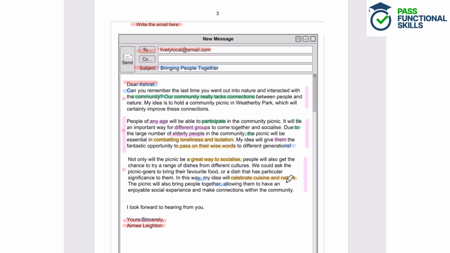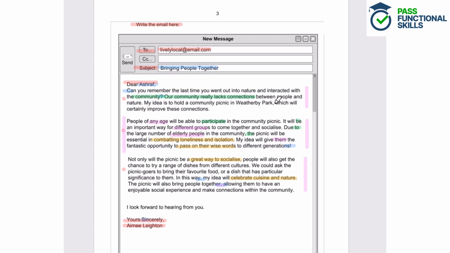Finally, we have some connective words and punctuation, and these make sentences and paragraphs more cohesive and join ideas together. So, for example, we have ways of connecting sentences. So we've got a comma used here to add the idea that not only will the picnic bring people together, but it will also allow them to have this enjoyable social experience.